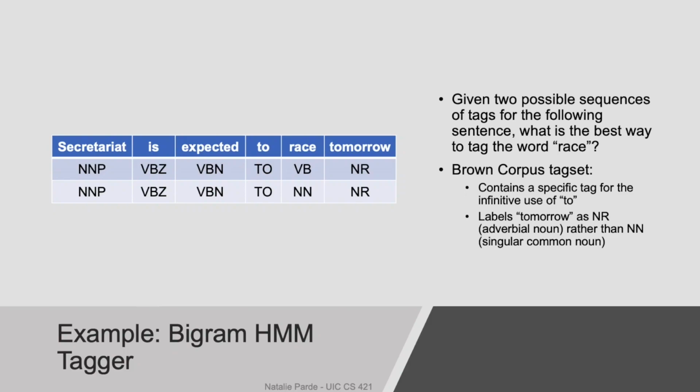For the purpose of the example, it's pretty similar to the Penn Treebank. However, it contains a special tag for the infinitive use of to, as we can see here, and it also contains a tag for adverbial nouns. So it labels tomorrow as an adverbial noun rather than a singular common noun.